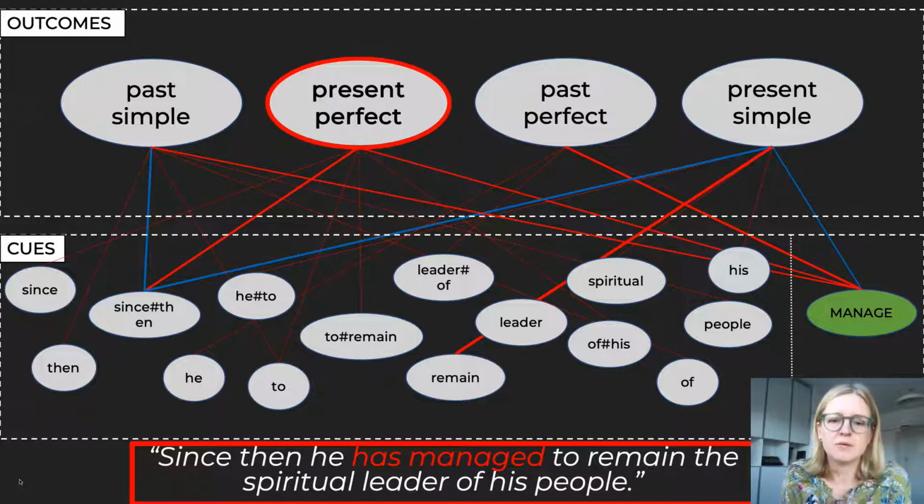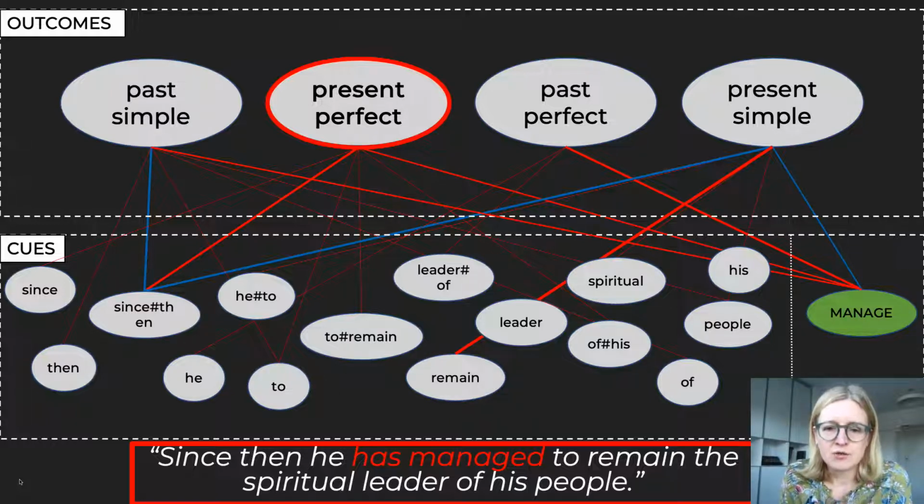So the algorithm then figures out which cues are good predictors for the outcomes given the way in which they co-occur, but it adjusts the strength or the weights of the relation given the errors it makes in the process of learning. We can see, for example, that the cue "since then" dislikes the present or past simple. The connection line is cool blue, but it loves the present perfect, and the connection line is hot red.